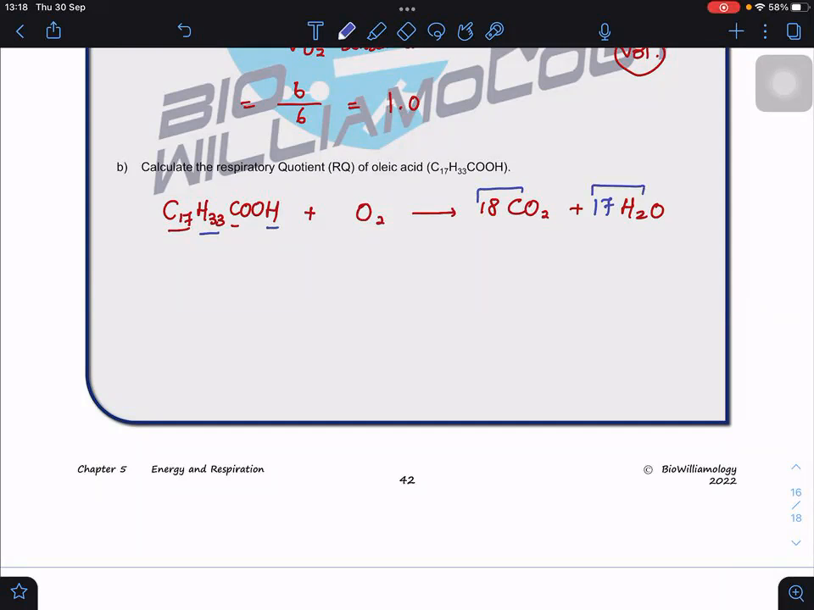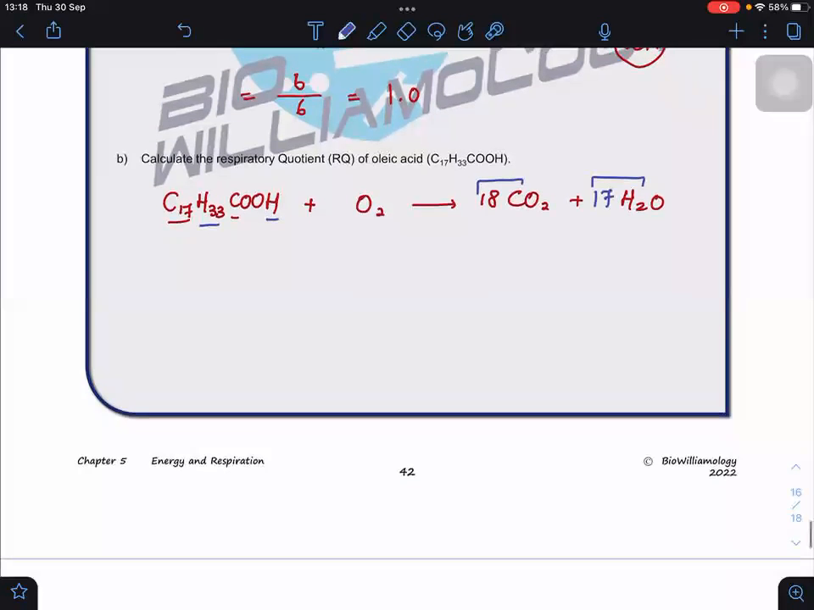Now, how about oxygen? How many oxygen atoms do we have here? We have 18 multiplied by 2, so 36 oxygen atoms, plus 17, so 53 total oxygens here. Then you have to minus out 2 on the left-hand side, so the remaining is 51, because it's divided by 2. So in total we have 51 here.